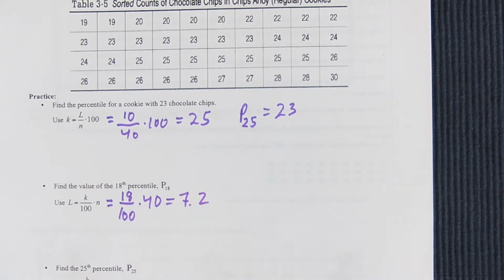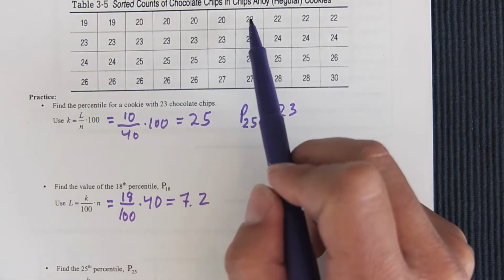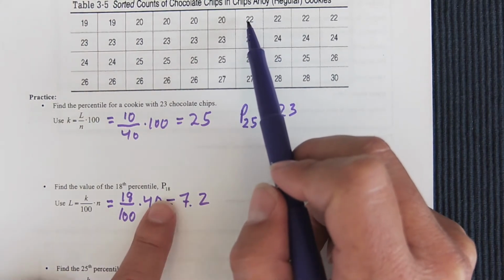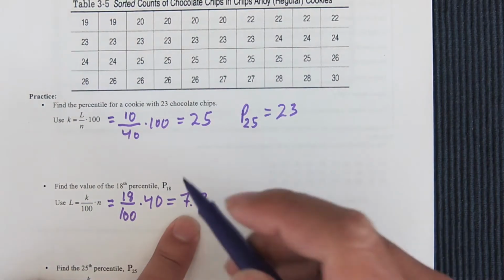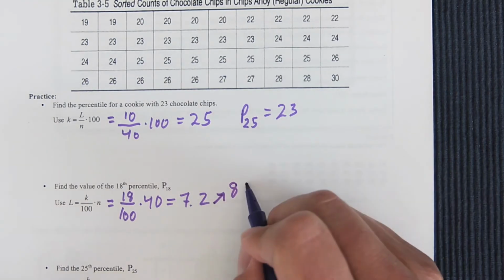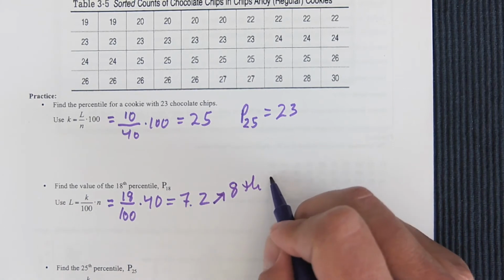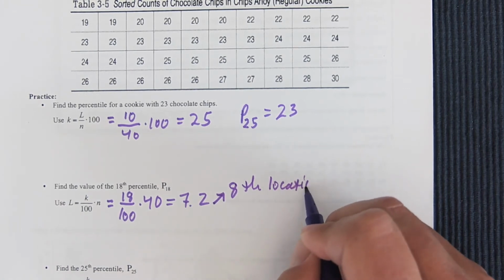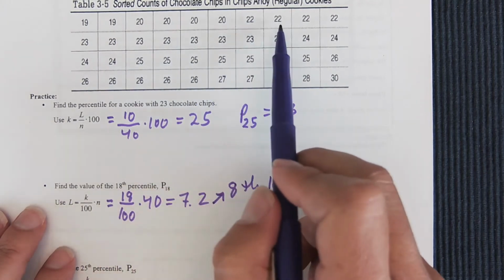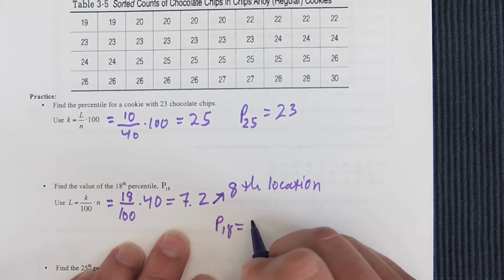But we want to guarantee, so if I go to the 7th location, 1, 2, 3, 4, 5, 6, 7, 7th location, below it is not a guaranteed 18% of the data. So I always round up on this. This is the 8th location. So 1, 2, 3, 4, 5, 6, 7, 8. So this means piece of 18 is 22.